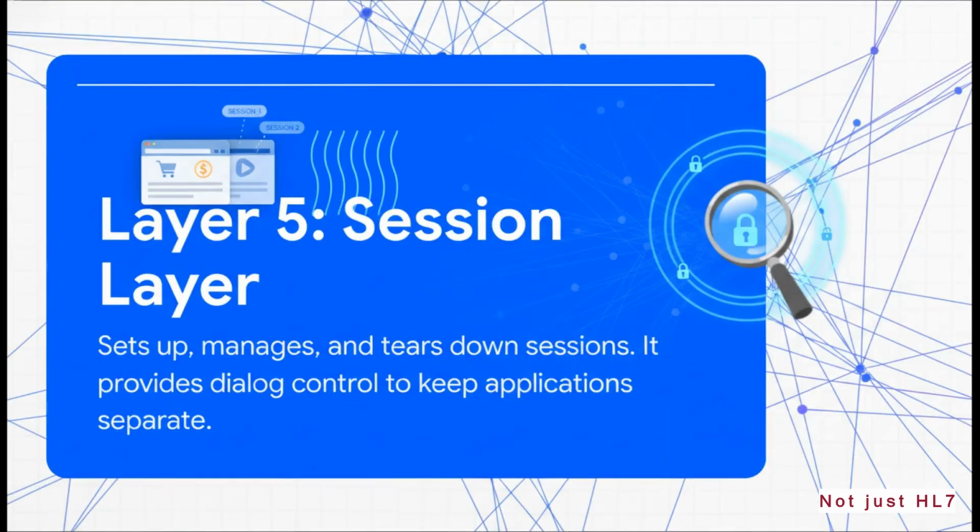And next up is layer 5, the session layer. Think of this layer as the conversation manager or the dialogue controller. If you've got multiple tabs open in your browser, the session layer is what sets up, manages, and eventually ends the individual sessions for each one. This is literally what makes sure that the data from your online banking tab doesn't get all mixed up with the data from your cat video tab. It keeps all the conversations separate and organized.